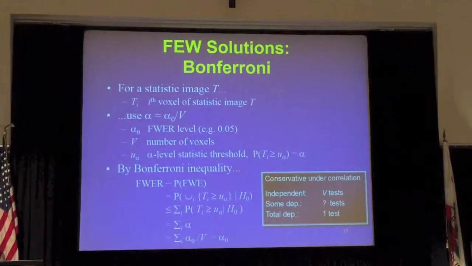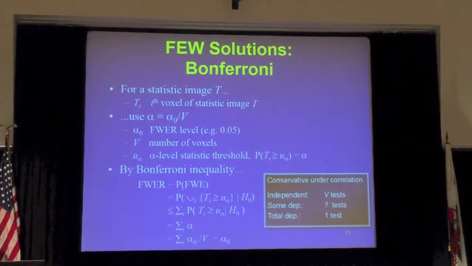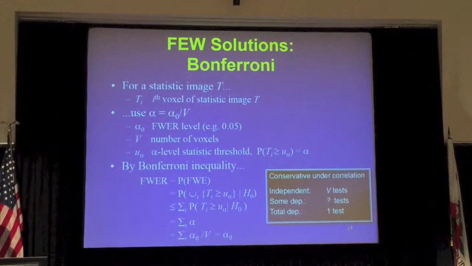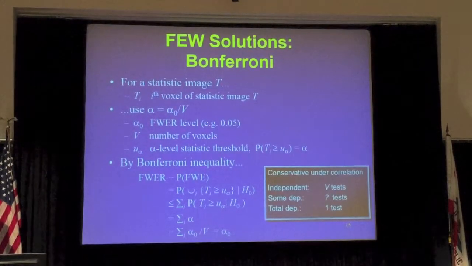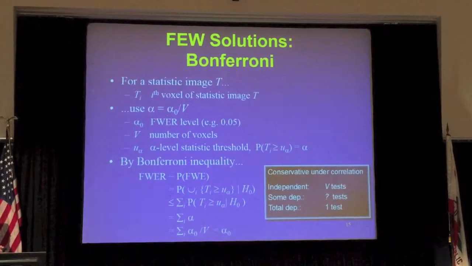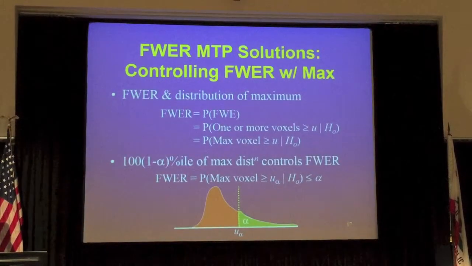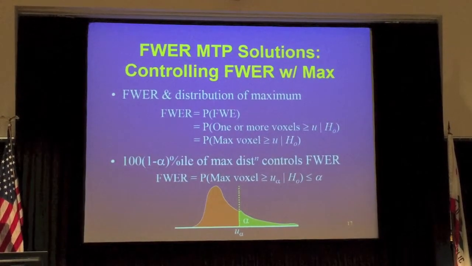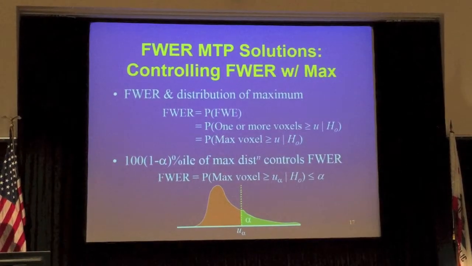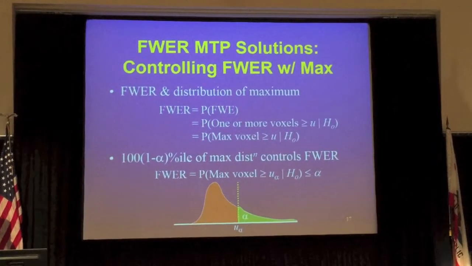Bonferroni basically derives a statistical threshold based on the number of voxels, and it's the most conservative way to correct for it, but it would be completely unrealistic for imaging studies. And there are MTP solutions that control the error rate with the maximum. Again, this is some statistical mumbo jumbo that I really wish Tom was here to explain.